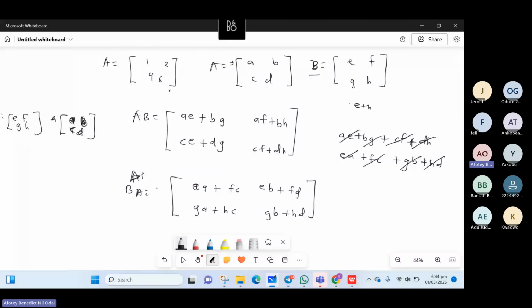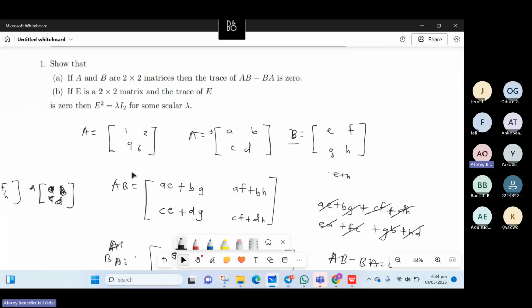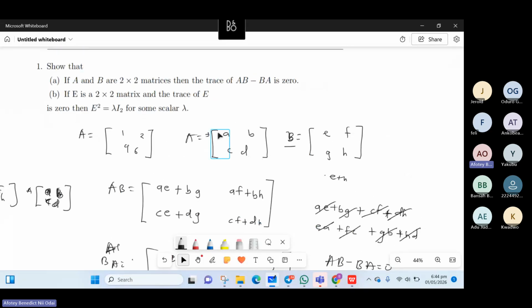So when you subtract, you basically get the trace of AB minus the trace of BA to be equal to 0. This becomes our final answer. So what we get from this is that we don't have to use values, right? We have to use elements for it. And of course, it's testing whether you know what a trace of a matrix is.